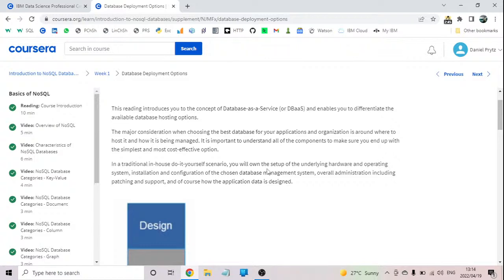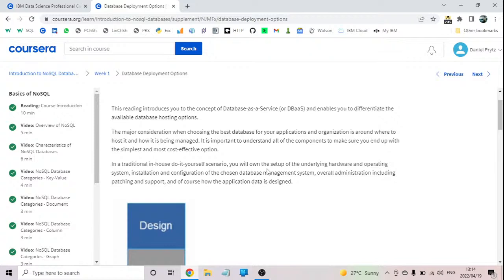So I should probably have some comments on it, right? Yeah, let's have some comments on it. Why not? Let's have some comments. Okay, comments on the do-it-yourself database deployment option. Come on.